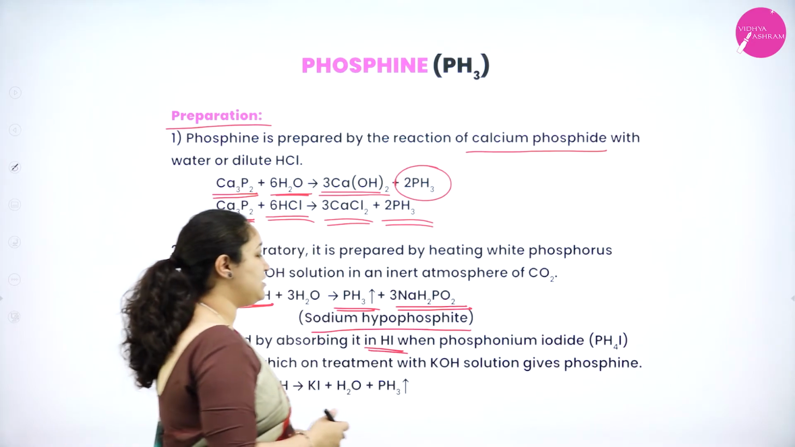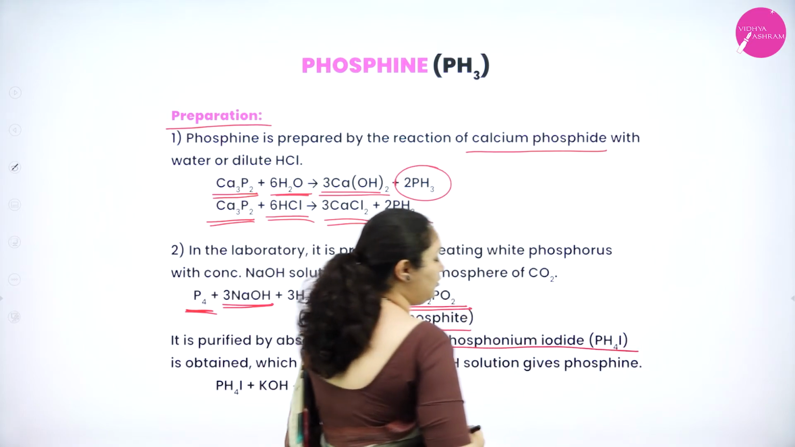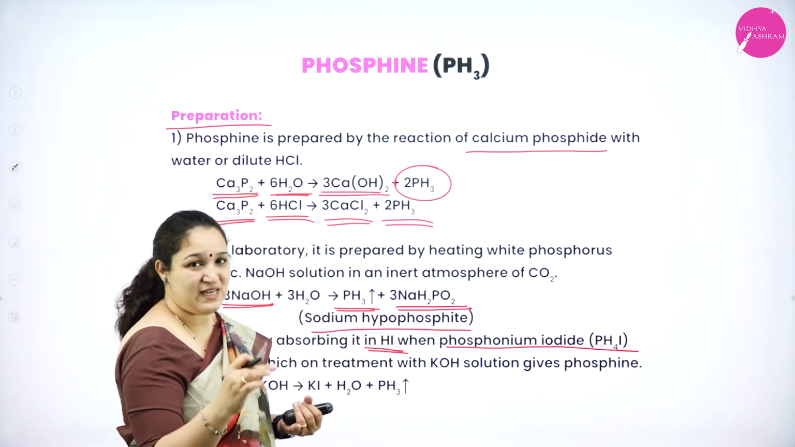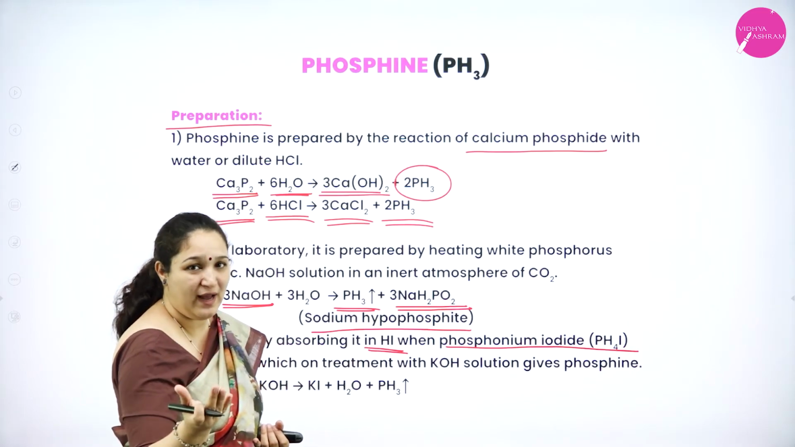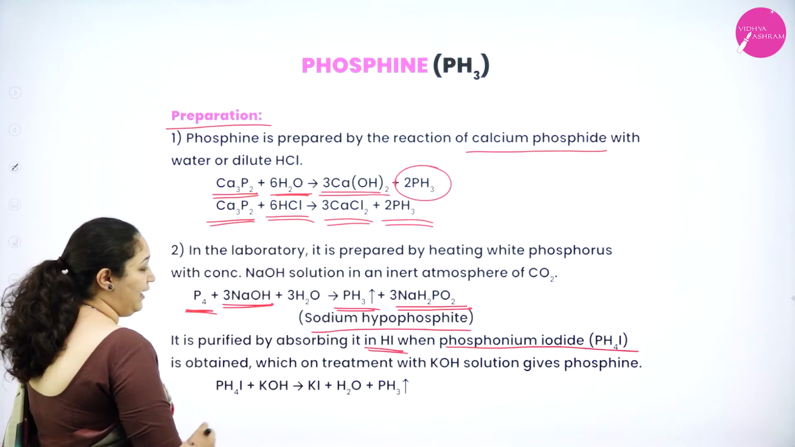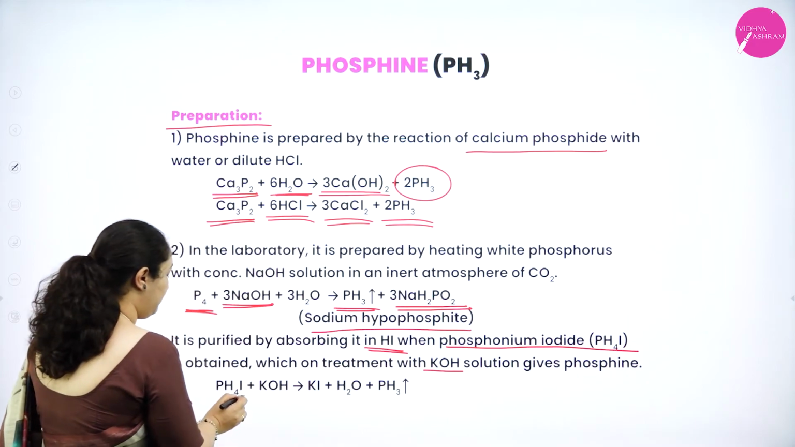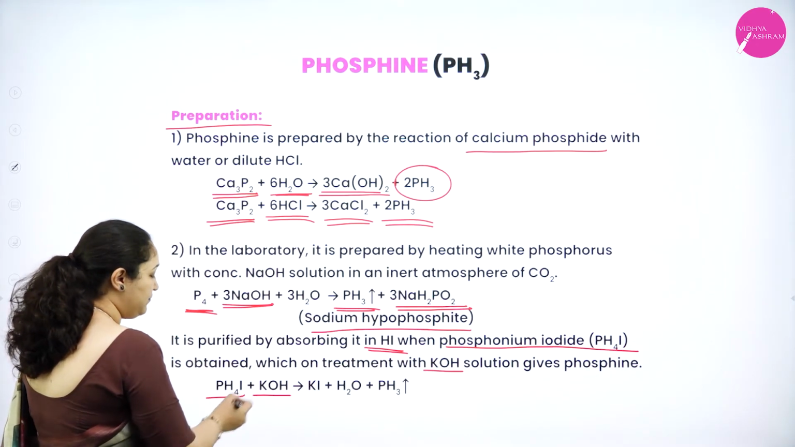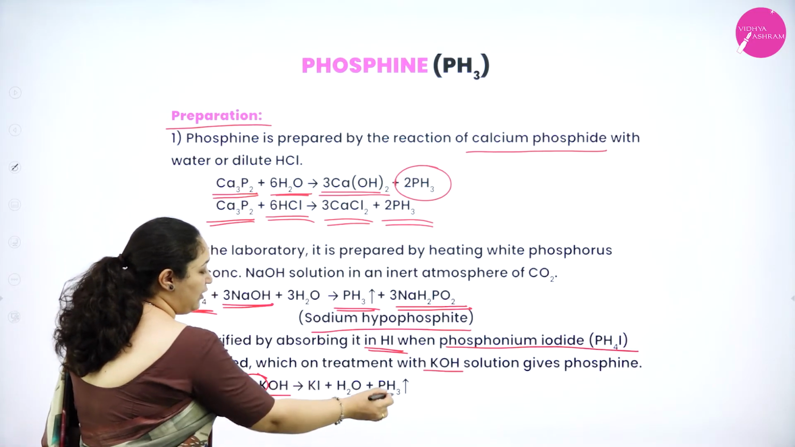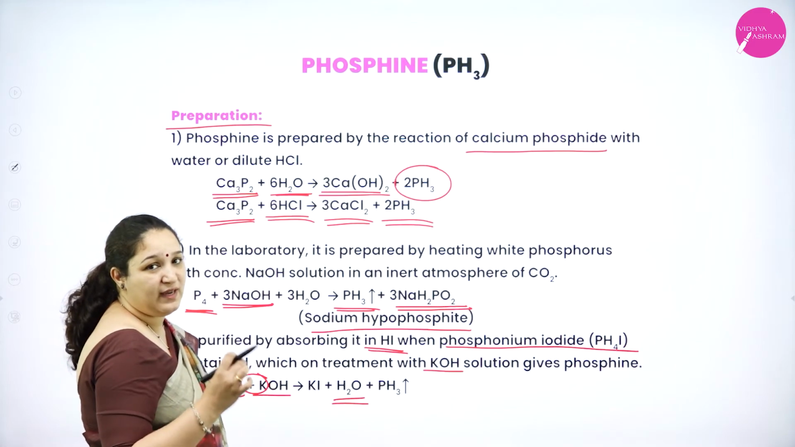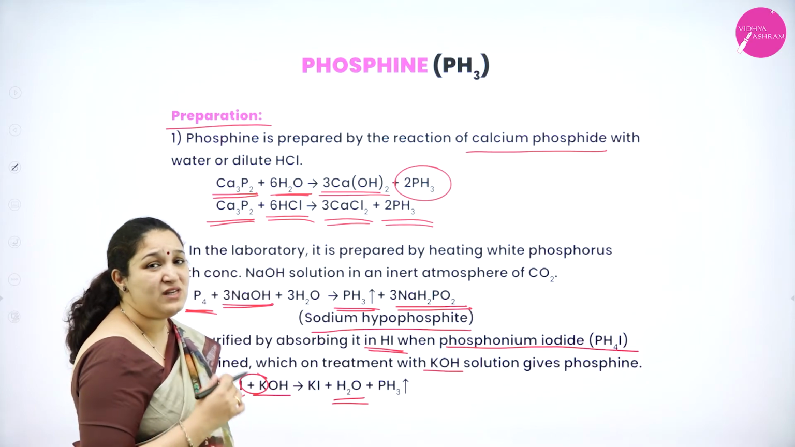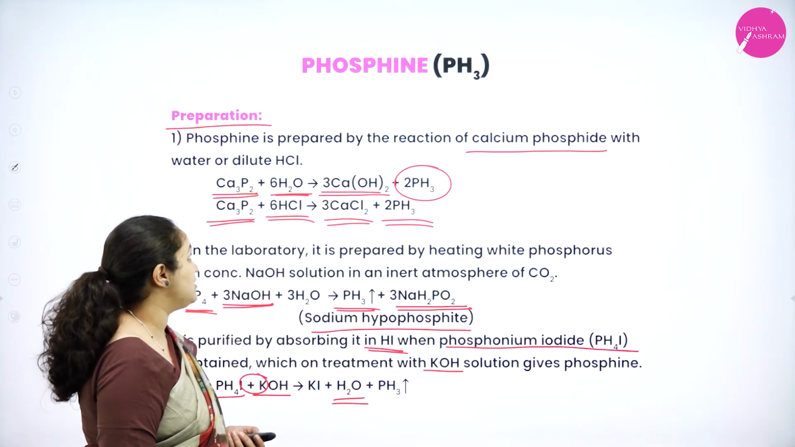When it is passed through HI, it will form phosphonium iodide, that is PH4I. PH3 plus HI, you add it up, it is PH4I, phosphonium iodide. Now, when that phosphonium iodide is treated with KOH, potassium with iodine goes as KI, H2O is formed, and you have pure phosphine gas liberated, which can be collected. So, these are the two methods of preparation of phosphine.